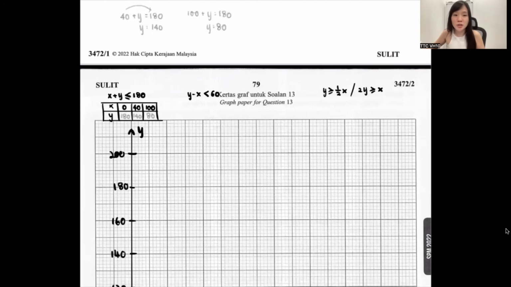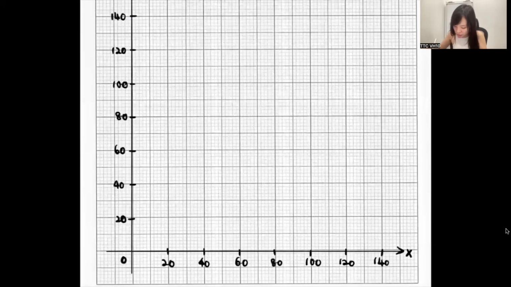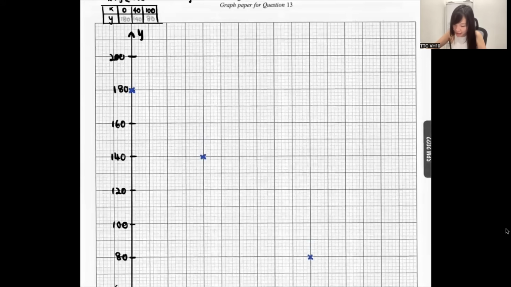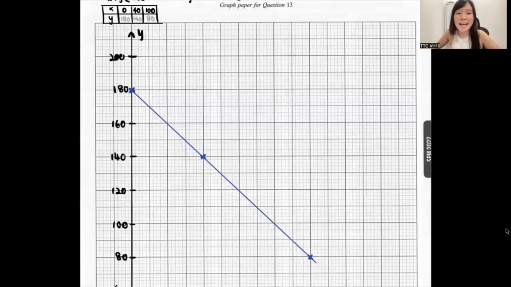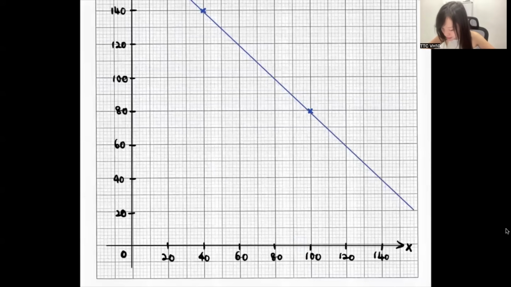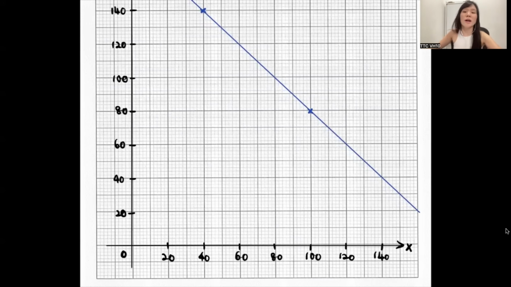Okay, now let me try to draw it out. So 0, 180, this is the first point. Second, 40, 140, here, second point. 100, 80, this is the third point. So guys, now let's connect them together. Now, such a nice line. Hey, don't draw so short, my dear. Extend it until the maximum you guys can draw. Okay, like that. Quite a nice one.